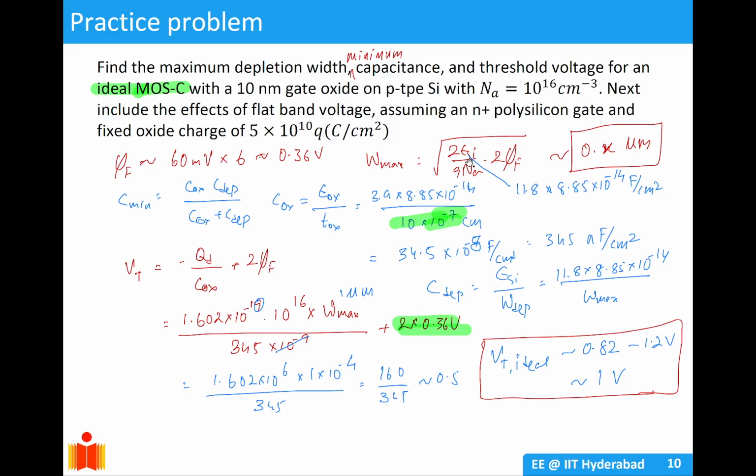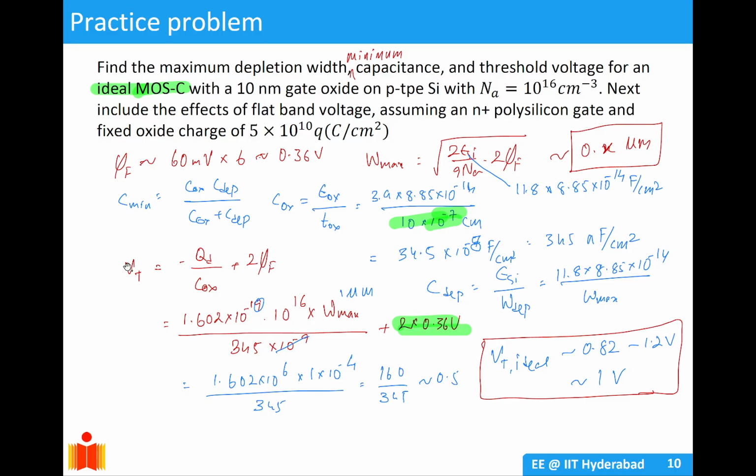From there you can calculate your C depletion, which is epsilon Si by W max. C dep max, C depletion will be epsilon Si by W max. You can calculate that. From here you can calculate your C min, which is Cox C dep by Cox plus C dep, and Cox you can calculate by epsilon ox by Tox. Tox you are given as 10 nanometer.